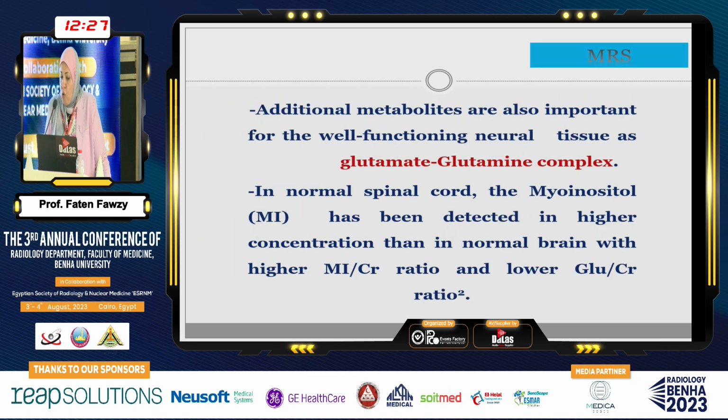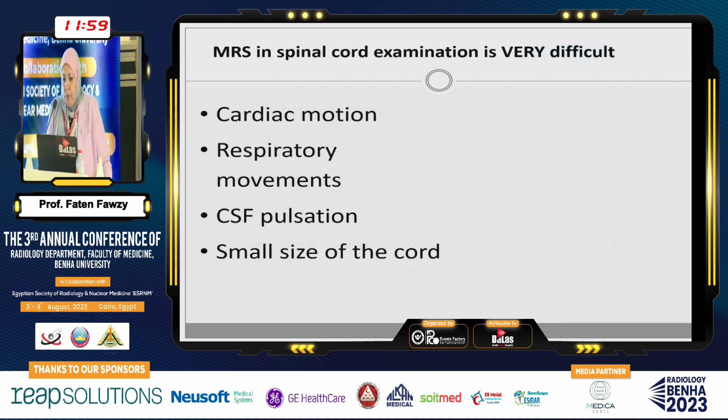Additional metabolites are also important for the well-functioning neuronal tissue as the glutamine complex. But in the spinal cord, the most striking and is completely different than the normal brain is the presence of higher concentration of myoinositol on the MR spectrum, and so higher myoinositol creatine ratio, while lower glutamate creatine ratio.